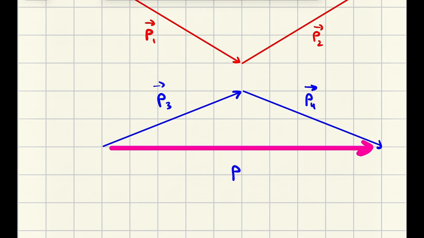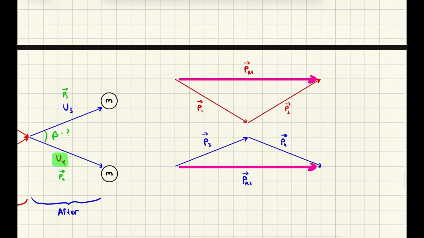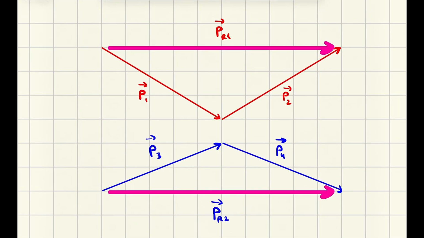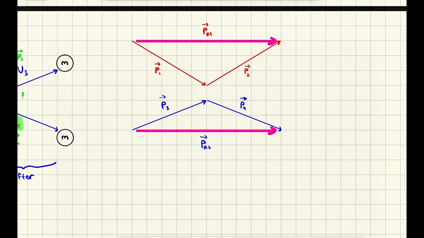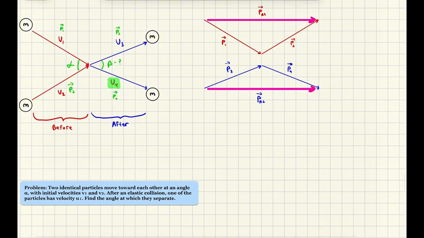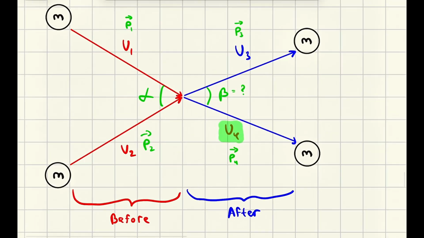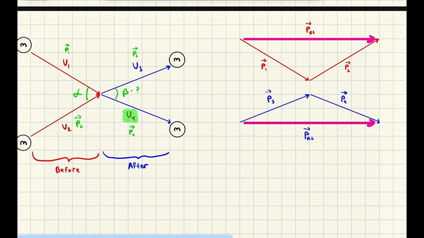Then it would be our momentum result 2, but we know that momentum result 1 has to equal momentum result 2. Those two resultant vectors have to be equal to each other. Okay, the very same logic goes here. So we have some alpha angle. We apply the very same logic.